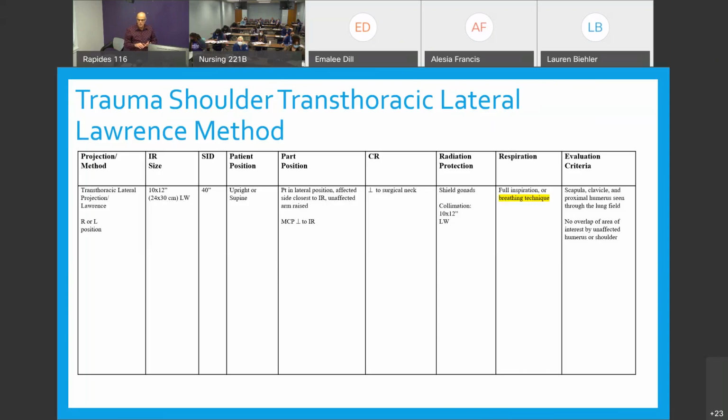Do y'all know, have you ever heard of that before? mA stations? mAs? kVp? What have you heard as far as technique? You're a radiology student. What have you heard? You know what kVp is? It's okay. Yes, no?